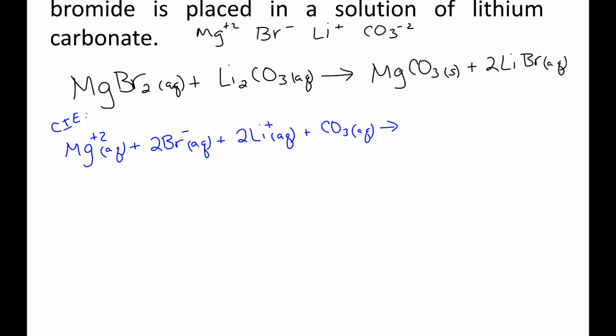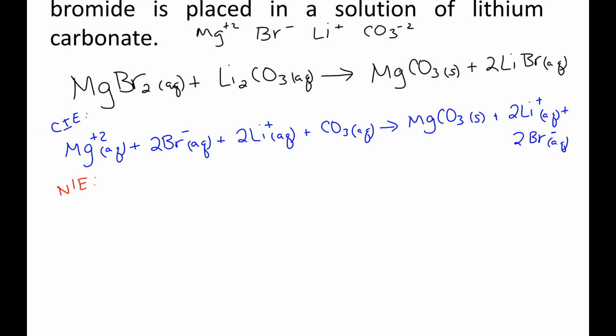Now the right-hand side, it's magnesium. Carbonate's a solid, so I don't break that up. Then I have 2 lithiums and 2 bromines, or bromides. And that is a minus sign. Okay, so there's my complete ionic equation. Now at this point, I really don't care about that. I want to know what exactly happened. You know, tell me what happened. So we're going to write our net ionic equation.